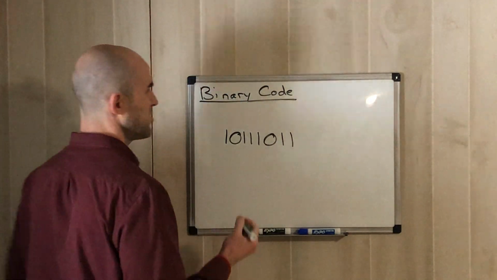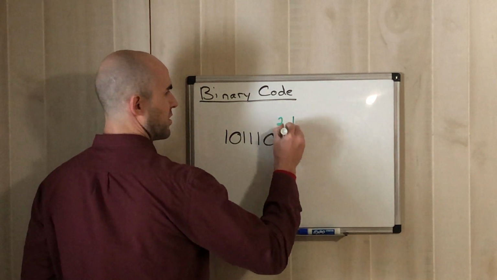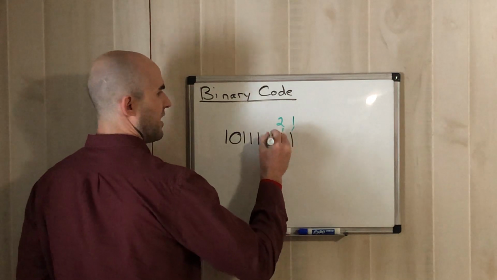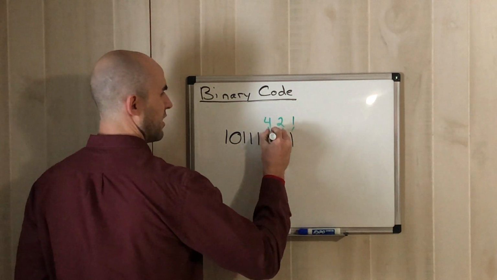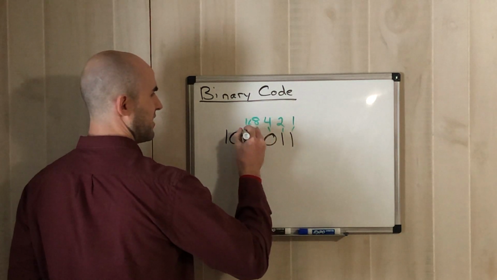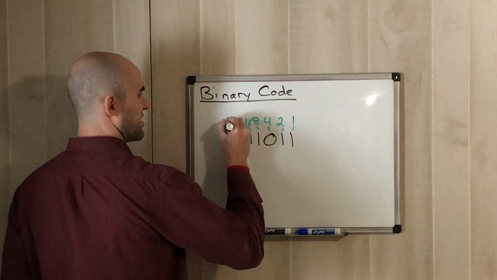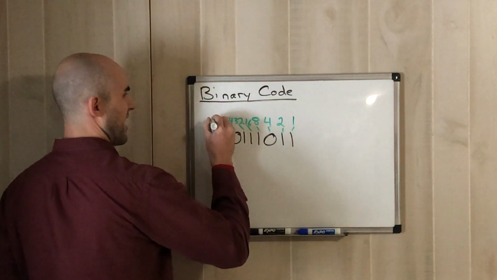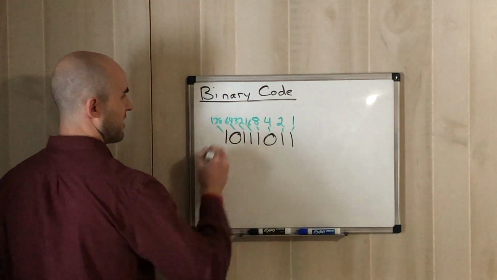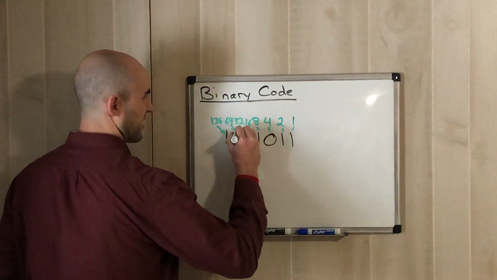Again, always realize what it is. First one is a 1. Next one is a 2. That goes with that, that goes with that. The next one is a 4. Next one is an 8. Next one's a 16. Next one's a 32. Next one is a 64. And then the last one is 128. Again, I just wanted to draw this so you guys actually see the numbers that it goes with.